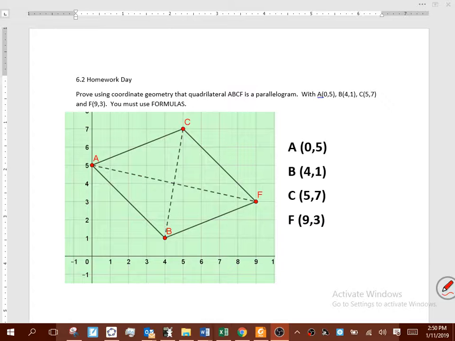So, this says prove using coordinate geometry quadrilateral ABCF is a parallelogram. How do you know if something's a parallelogram? Both pairs of opposite sides parallel. Okay? Right now, we have a bunch of theorems about parallelograms.